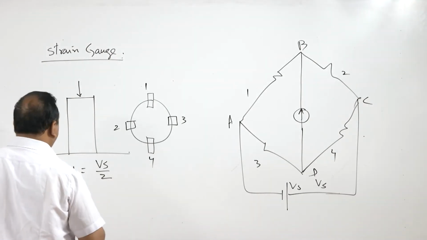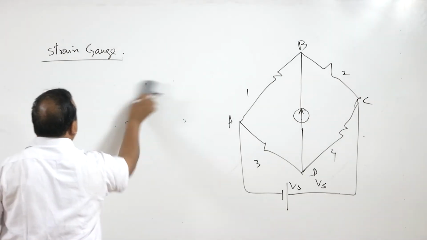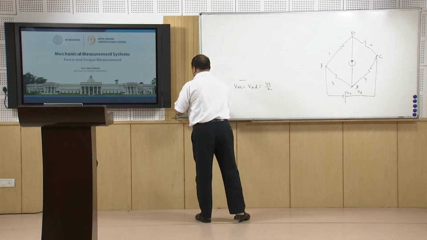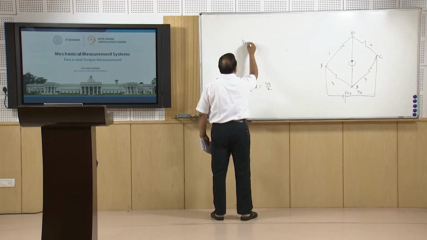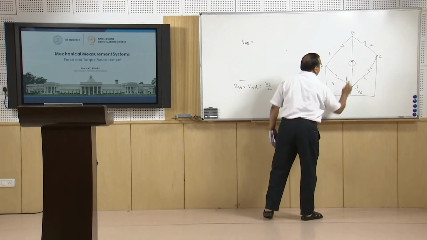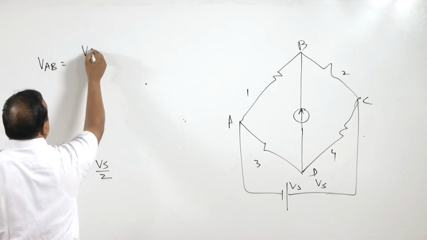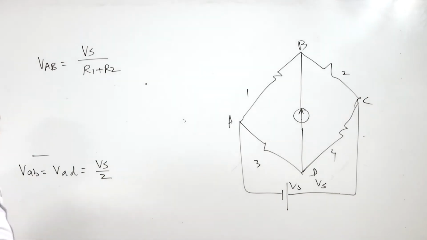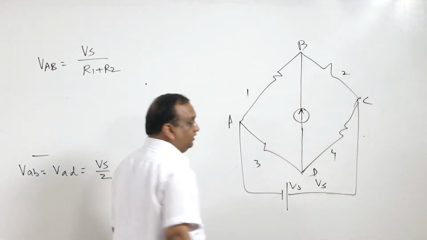Now, I will remove this. Now, VAB is equal to current. Current between A and C is Vs by R1 plus R2. This is the current flowing from C to A.